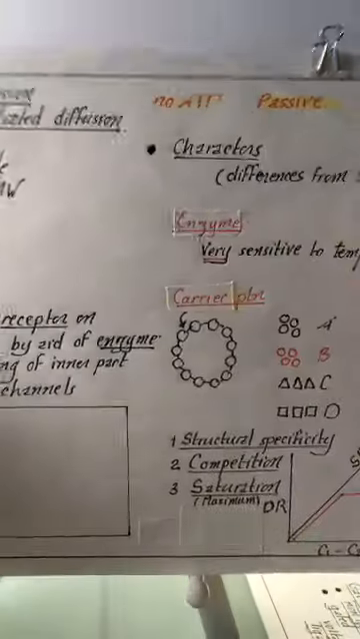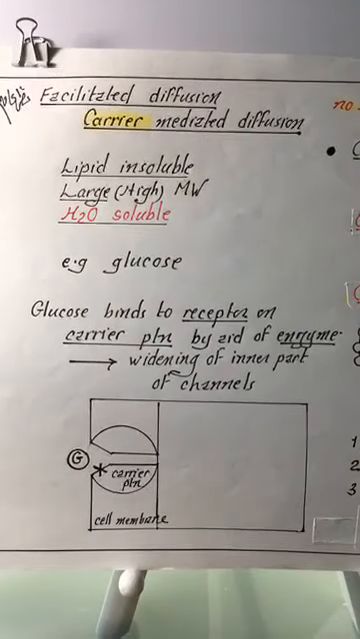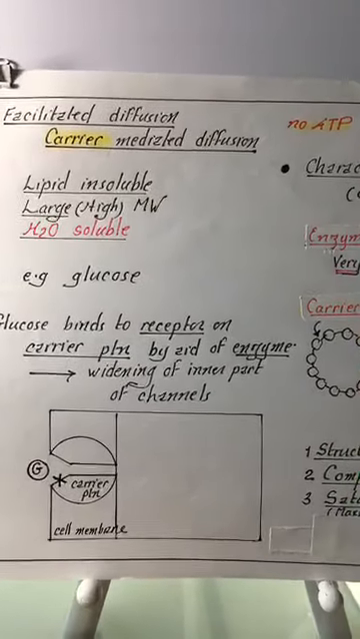Now we come to the second type of diffusion. We finished with the simple diffusion. We come to the second type. Before I start with the second type, let me ask you a question. Glucose. Do you believe that glucose is an important substance? Definitely yes. Glucose is a very important source of energy for most cells.